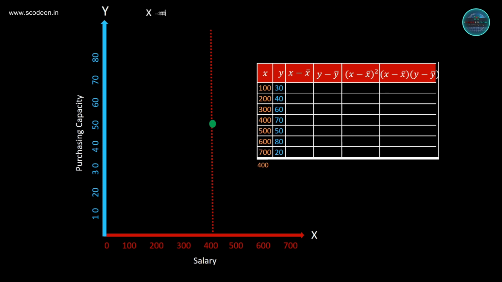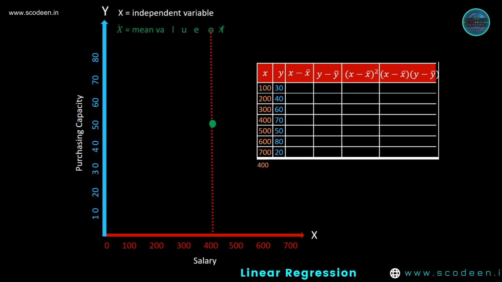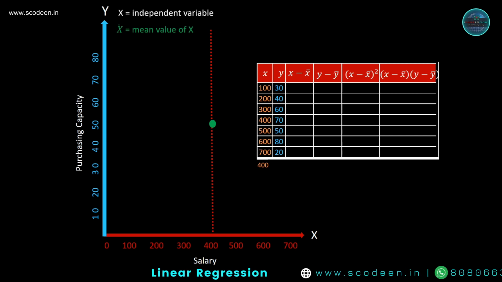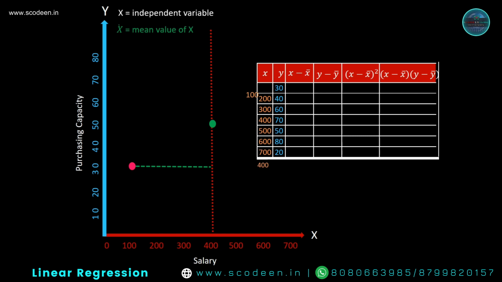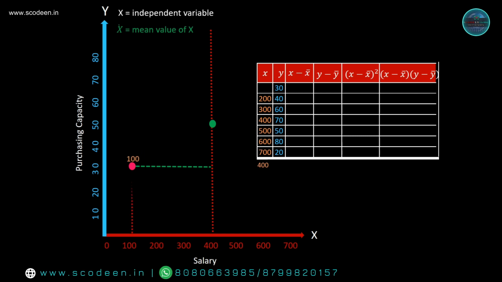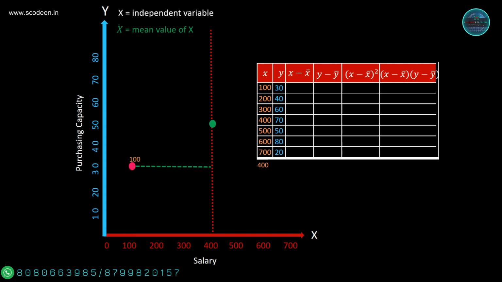Let's analyze the error. Here x stands for the independent variable and x bar is the mean value of x. So x minus x bar represents the error. 100 is the x value in the x-axis and 400 is the mean value of x. 100 minus 400 is negative 300. The same mechanism we can use to calculate the error of the x-axis observations.